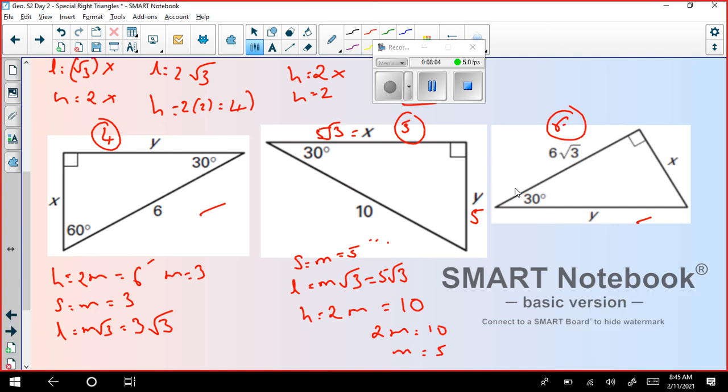On this one, I have the longest leg given. So once again we'll use smallest is m, longest leg is m root 3, and hypotenuse is 2m. We have the longest leg given as 6 root 3. So dividing by root 3, I get m equals 6, which means the smallest leg is 6, and the hypotenuse is 2 times 6, which is 12. So this is 12 units, and this is 6 units, which the majority of you got. Let's go on to the next slide.